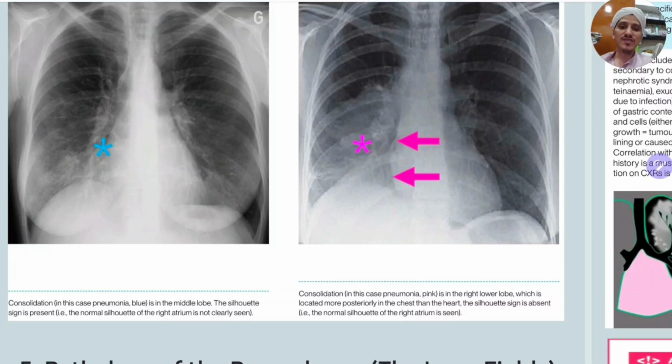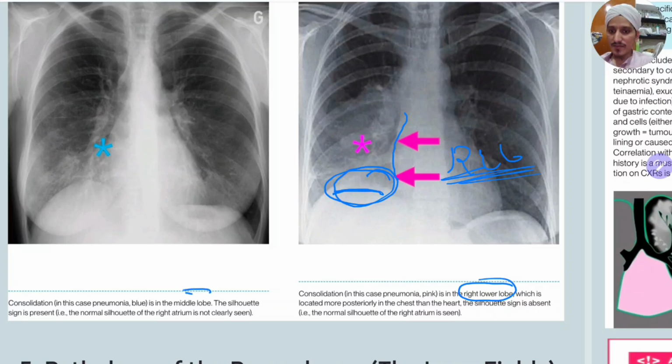Okay, then see this one. Now you are able to make out the right heart border, but here you are not able to make out the border of the right dome of the diaphragm. That means the pathology is in the right lower lobe, because the right lower lobe is in direct contact with the right diaphragm, so you are losing the contour of the diaphragm. So the silhouette sign is present, but with respect to the diaphragm here, not with respect to the right border of the heart.